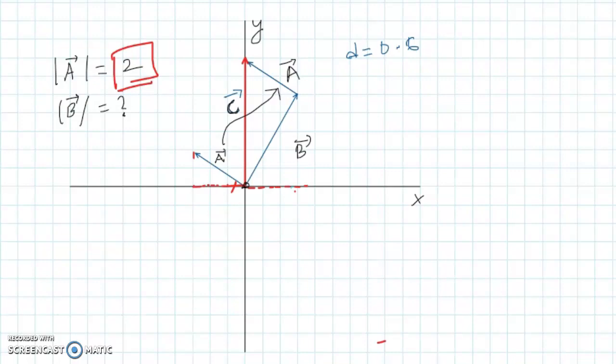So how many squares are there along? 1 2 3 4 5 6 7. It should be 7d. Okay, so the magnitude of vector C will be just 7 units along the y-axis, so it is 7d, and we know d is 0.6, which is 4.2 perhaps. Okay, check the calculation.